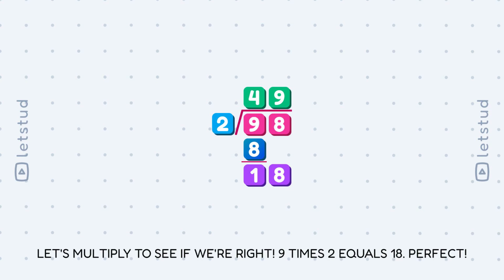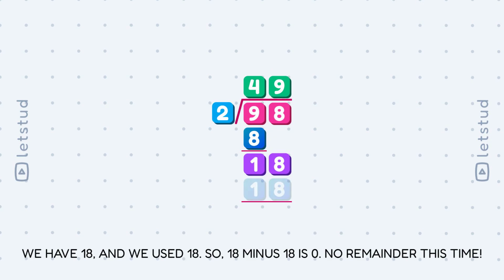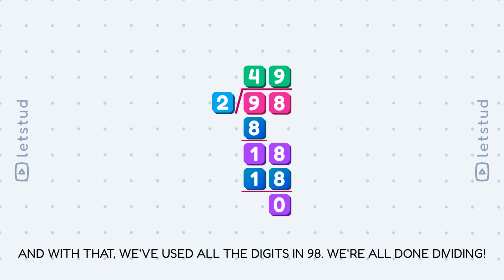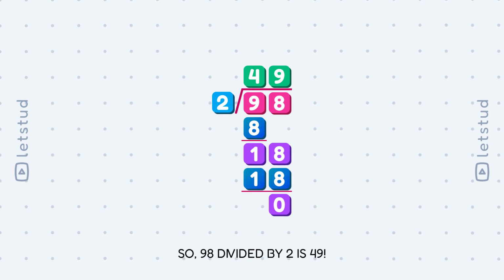9 times 2 equals 18. Perfect. We have 18 and we used 18. So 18 minus 18 is 0. No remainder this time. You nailed it. 18 divided by 2 is exactly 9. You're on a roll. And with that, we've used all the digits in 98. We're all done dividing. So 98 divided by 2 is 49.